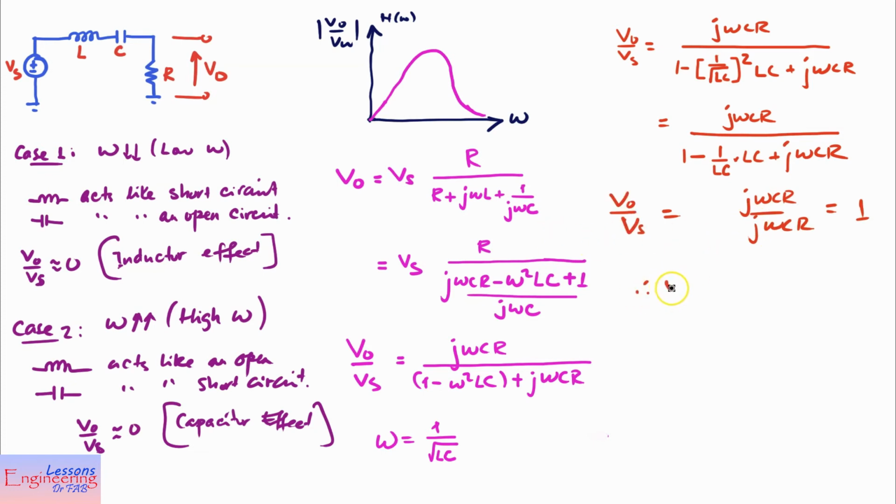Therefore when omega equals 1 over root LC, we have V naught over Vs to be 1. So this point corresponds to a special frequency. That frequency we call W naught. So W naught is 1 over root LC. At that frequency you'll have V naught equals Vs.